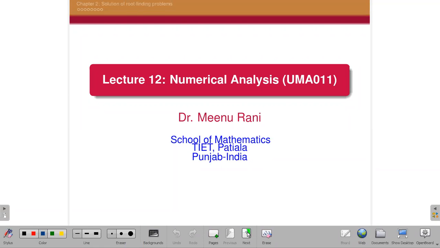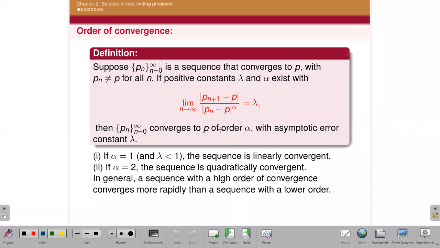So first of all, what is the order of convergence of a sequence? This is the definition. If you are taking any sequence which is converging to P, first of all, this is a condition, it should be convergent. If you are asking what is the order of convergence of a divergent sequence, this is not a basic thing. So if Pn is converging to P, then only you can check the order of convergence.